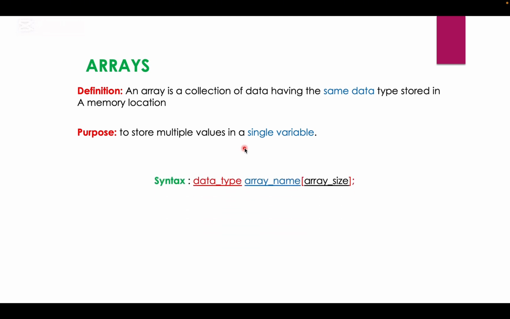This is the syntax of an array. You have the data type, a space, the array name, and then inside square brackets you give the size of the array, and you end with a semicolon. So this is the syntax of declaring an array in C. For example, this is an array that takes integers. The name of the array is max, and the array size is 6. So integer is the data type, the array name is max, and the array size is 6.